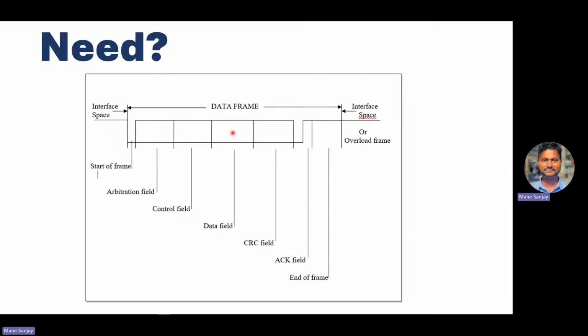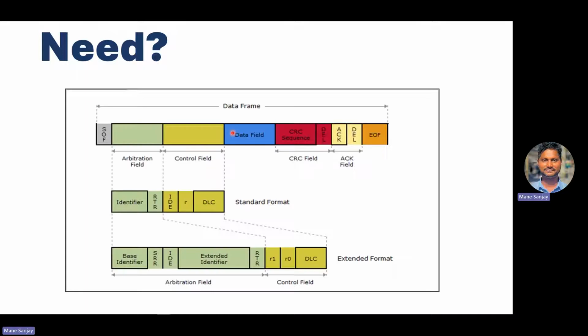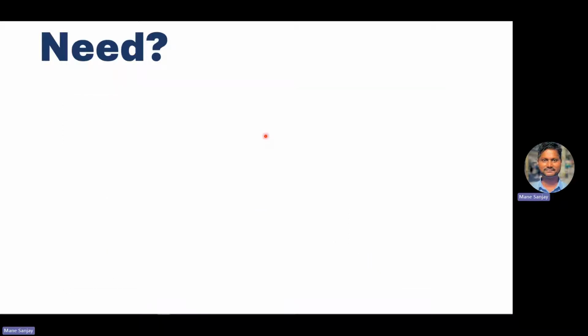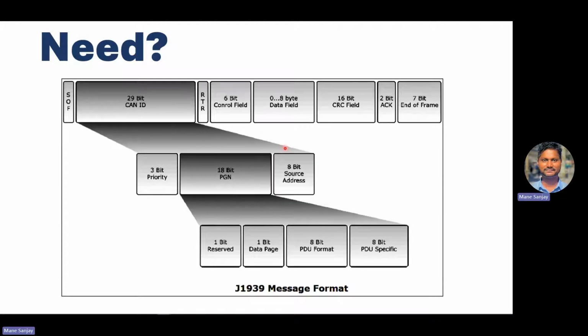This is a standard frame. But if I look at the extended frame, the situation is the same. You just have the identifier as 29 bits, right? And the data field is again 8 bytes. You cannot send more than 8 bytes of data. And if I talk about the J1939 message format, here is the identifier field, which talks about the PGN, source address, PDU format, PDU specific, everything. And here is the data field. Again, the data field length or the payload maximum is 8 bytes.